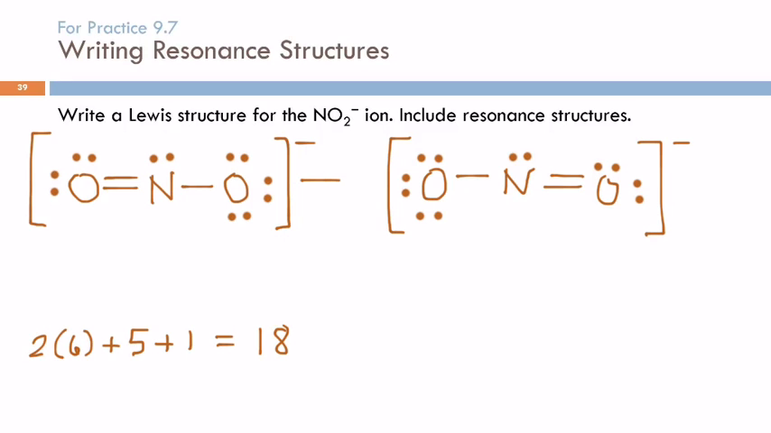Negative charge, and then a double-headed arrow between them. The actual structure is an average of those. Any questions? Yes? Put the negative charge outside. We put the negative charge outside of brackets.